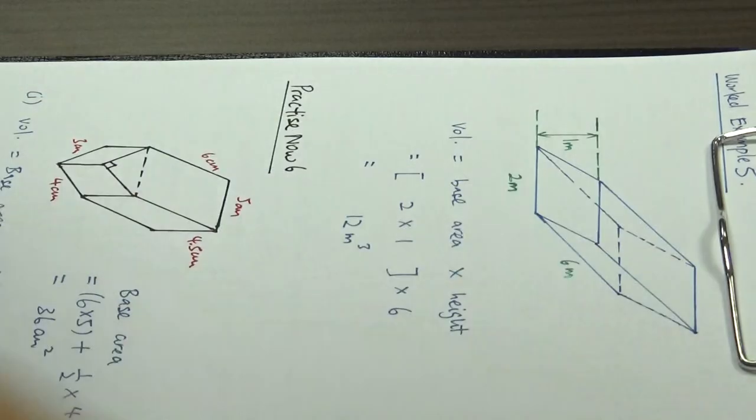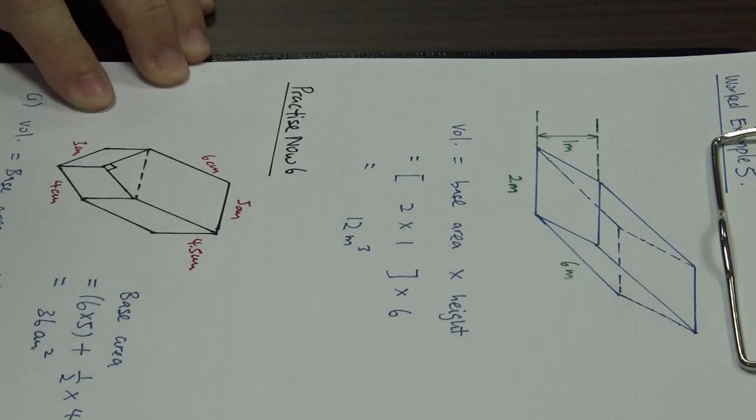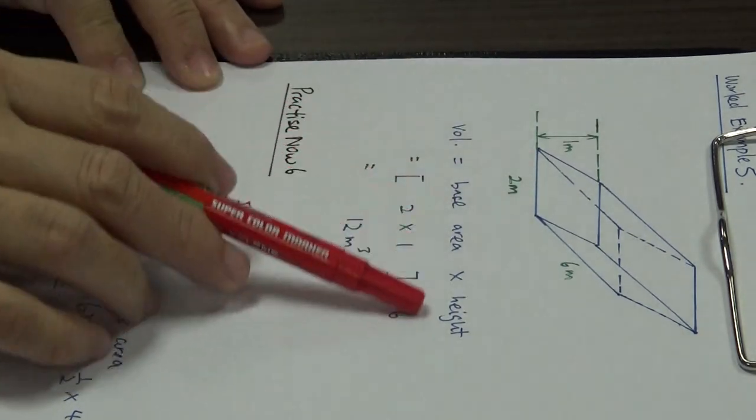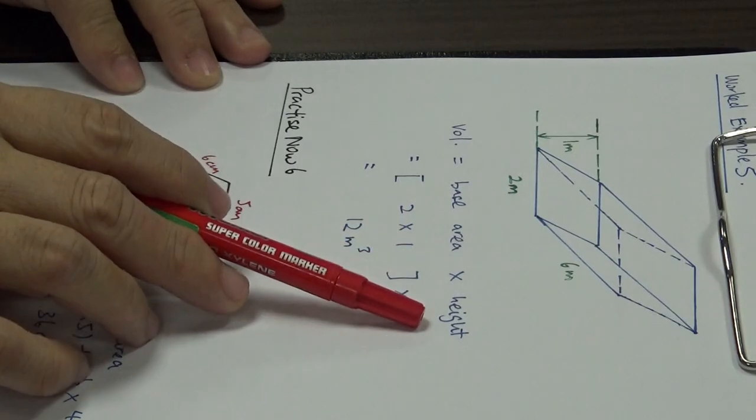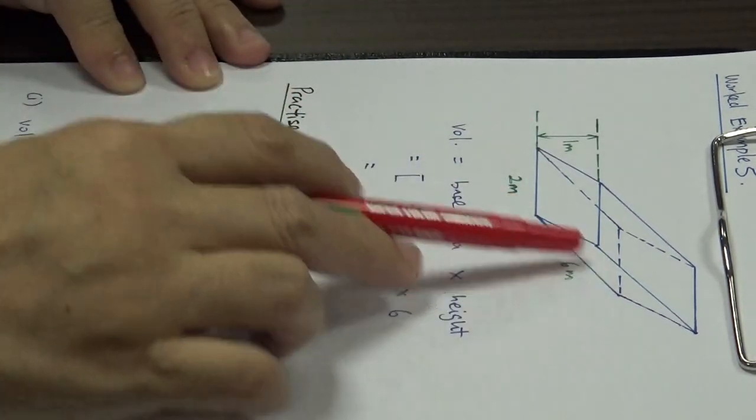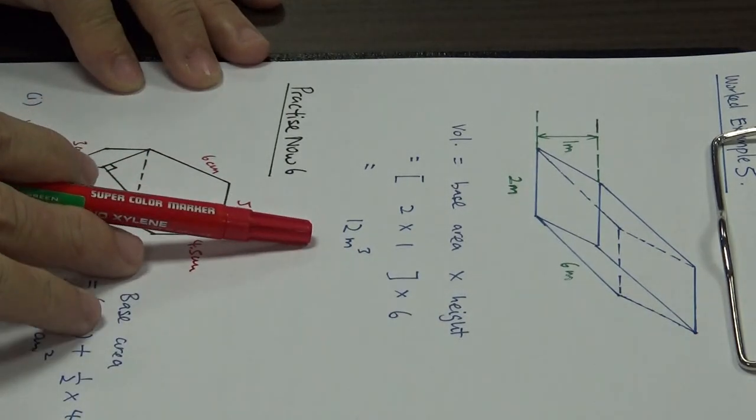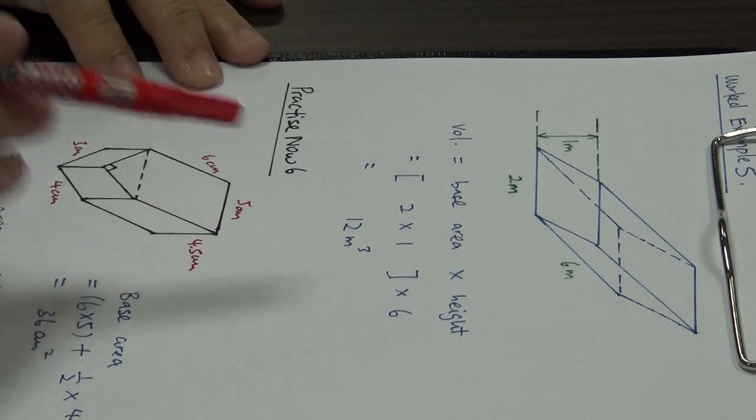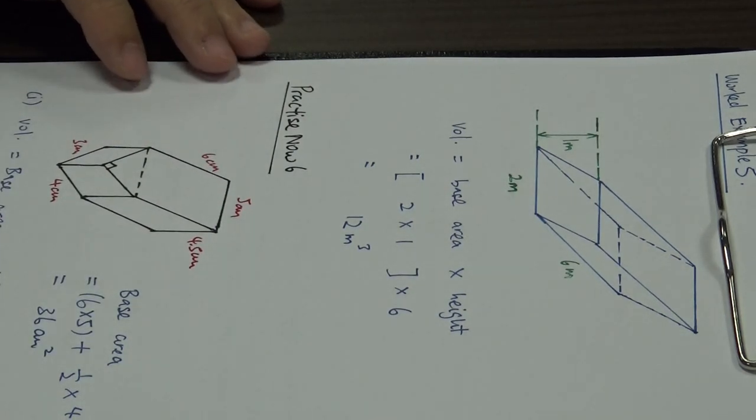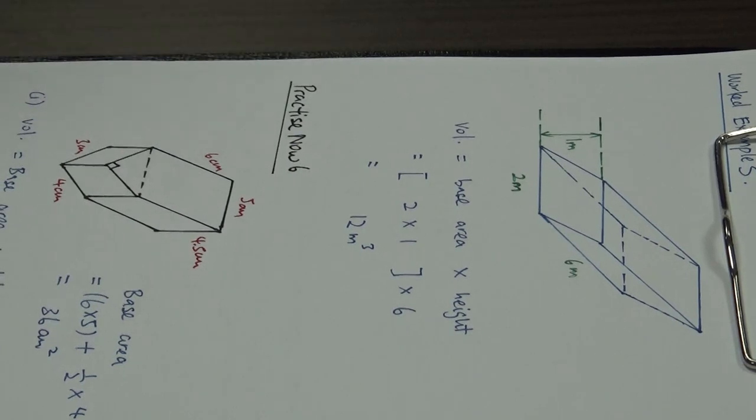Now, we know that for a parallelogram, the area is base times height. So, for the volume of a prism, it's base area times height. So, 2 times 1 will give me the base area, and times the height here, 6. So, it will give me 12 meter cube.